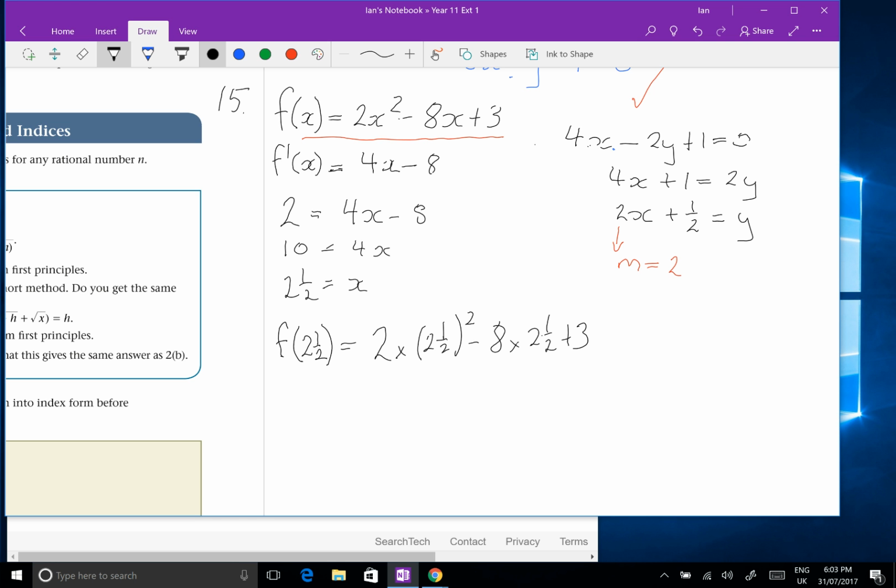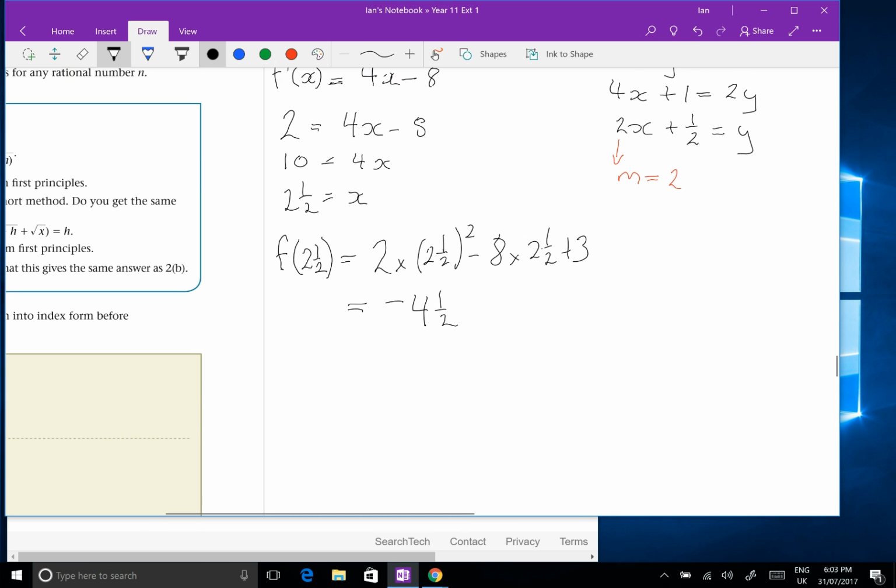So 2 times 2.5 squared minus 8 times 2.5 plus 3. And I get -4.5. So my coordinates are 2.5 and -4.5.